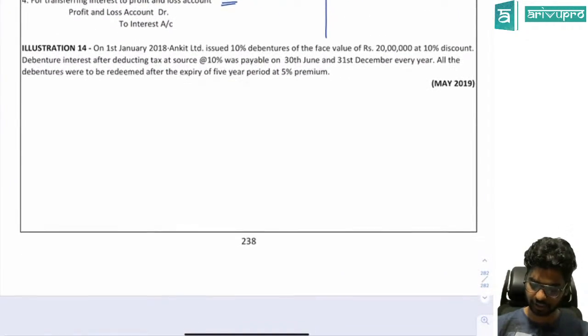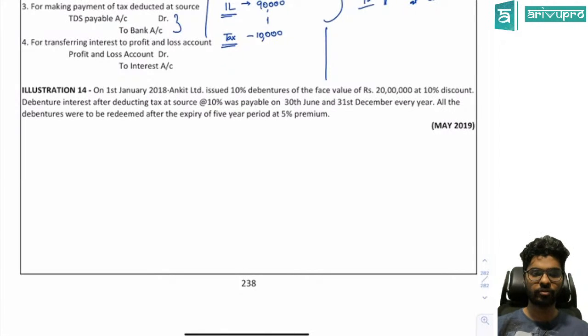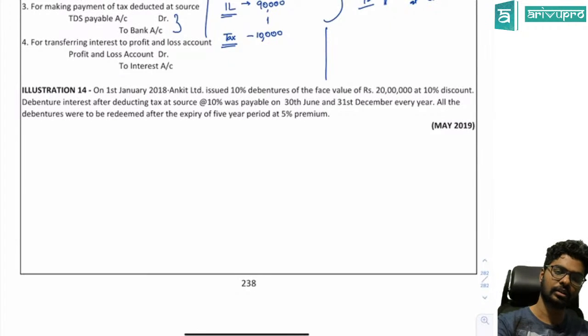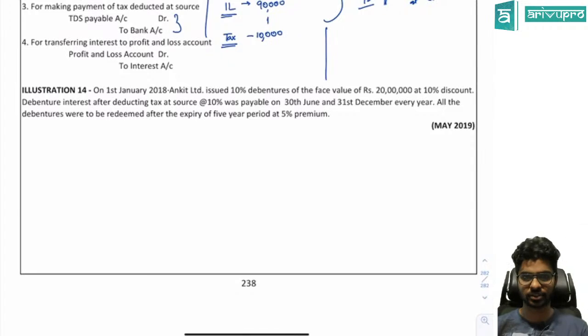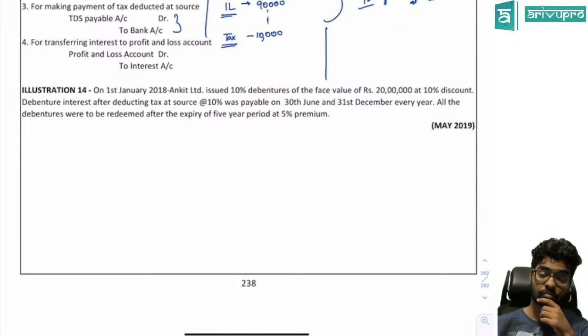Everyone, see this question, illustration number 14, and write down your answer. There is something you need to understand here: you have interest payment every 6 months. Everyone do illustration number 14.